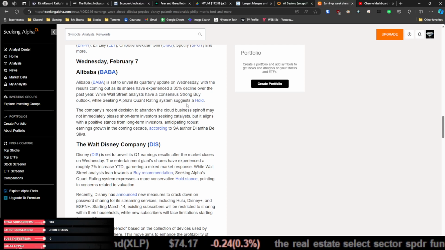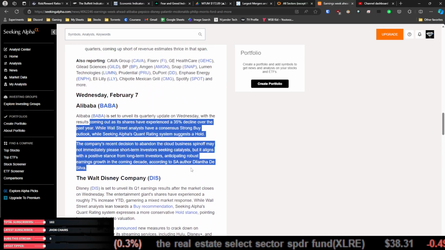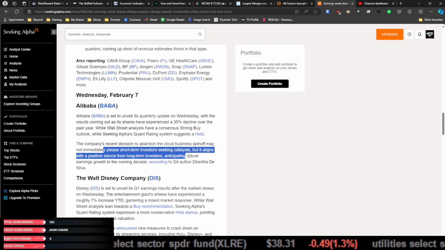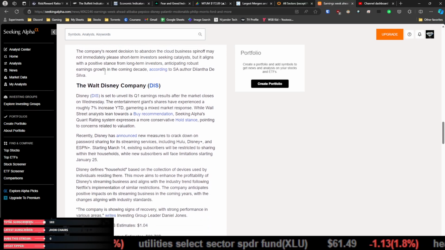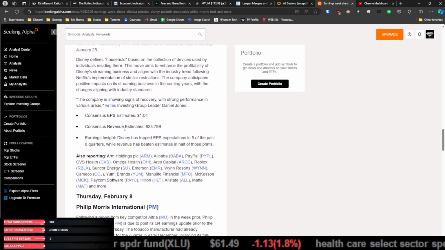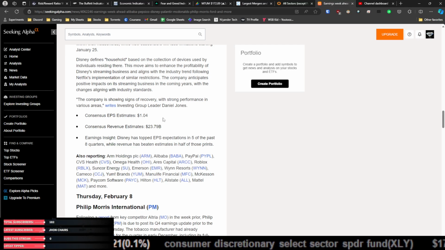So Alibaba, they don't really have estimates here. Not sure why, likely just because it's a very volatile stock. But Disney EPS estimates are 1.04, and revenue estimates are 23.79 billion. They've topped EPS expectations in 5 of the past 8 quarters, while revenue has beaten estimates in 4 of those 8 quarters. And for a lot of people, they may look at that and wonder, why is Disney going so far down over these couple of years?